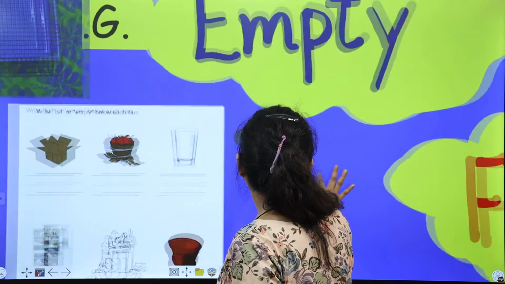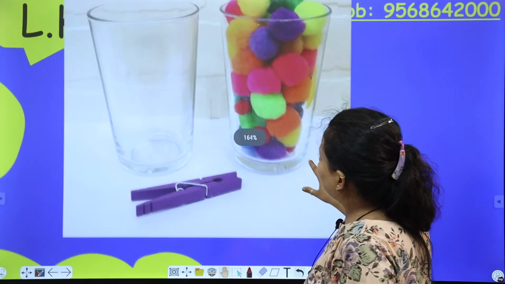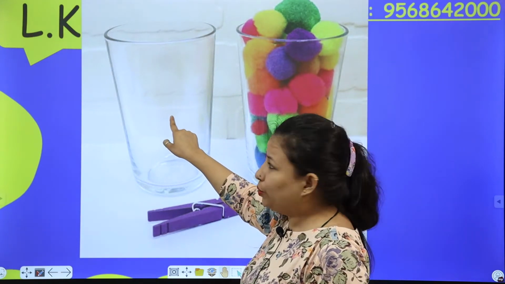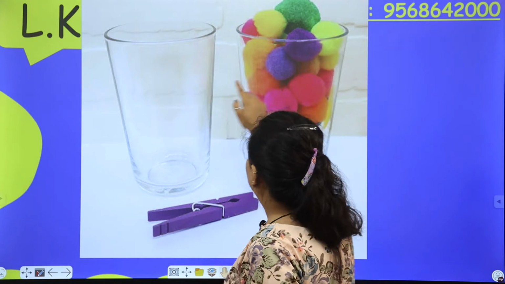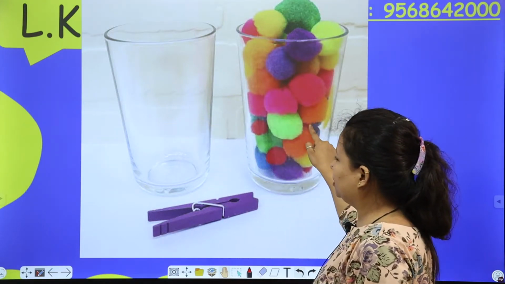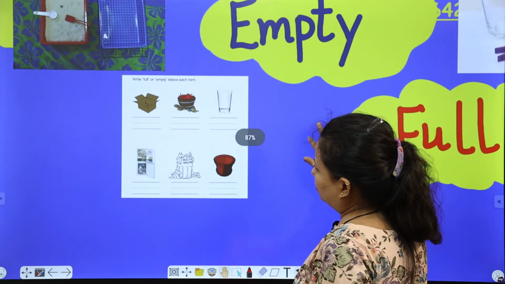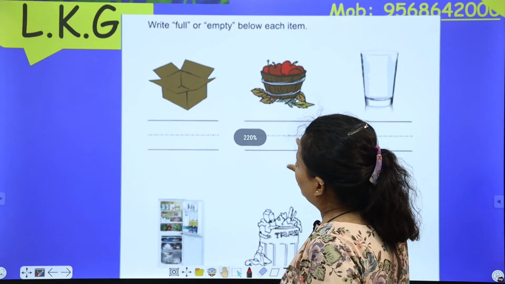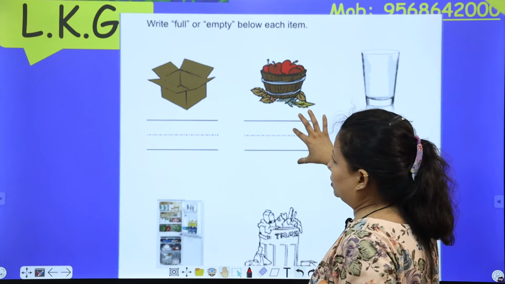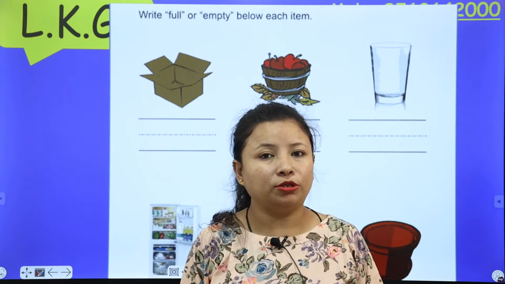Now next one is, here are two glasses. So this is full. No, this is empty and this is full. Now we will do some activity. Write full or empty below each item. Like empty and full, they are opposites.